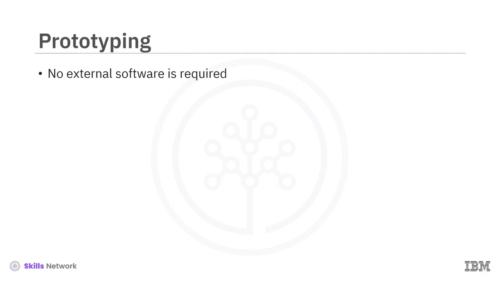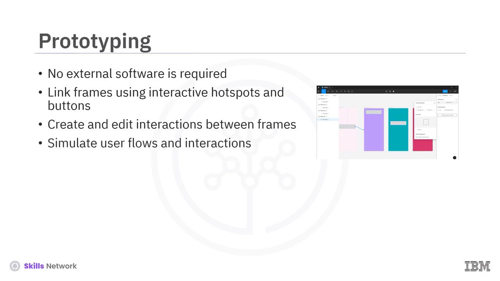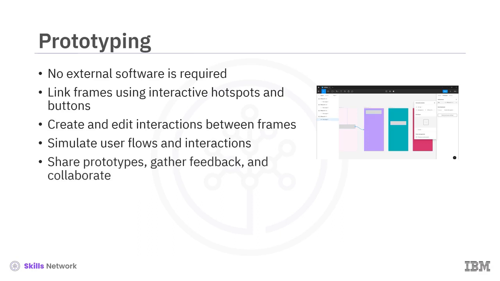You can prototype within Figma without needing any external software. Prototyping involves linking frames together using interactive hotspots or buttons. The prototyping panel creates and edits interactions between frames. Simulate different user flows and interactions using the prototyping features. Share prototypes with others, gather feedback, and collaborate on design changes.